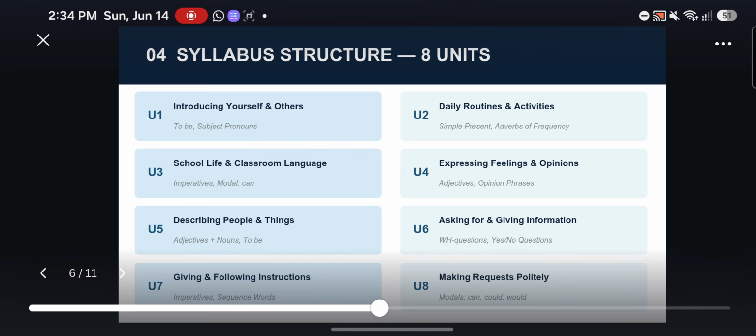Unit 7 and Unit 8 focus on functional communication. Students practice giving and following instructions and making polite requests. These are more complex tasks that require combining skills from earlier units. Each unit also has a specific grammar focus and vocabulary focus, so learning is always connected to a communicative purpose.